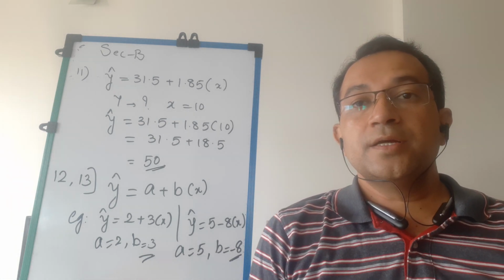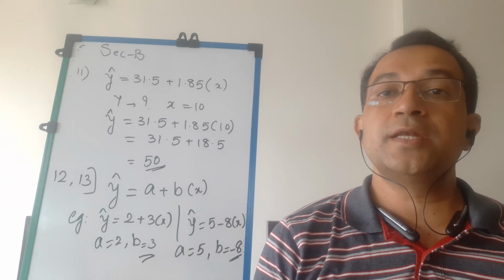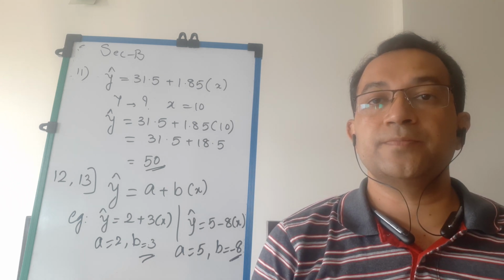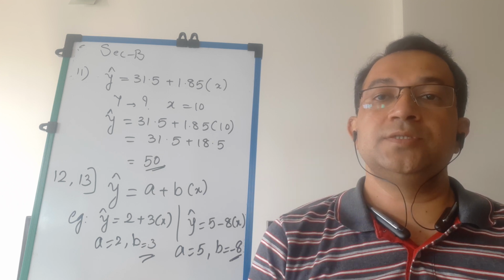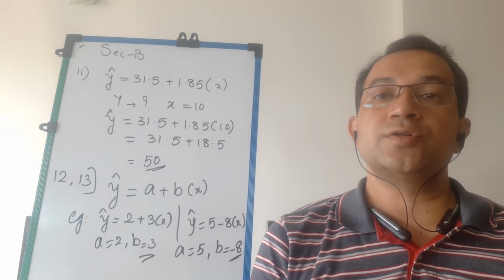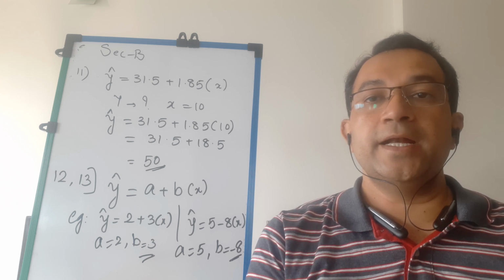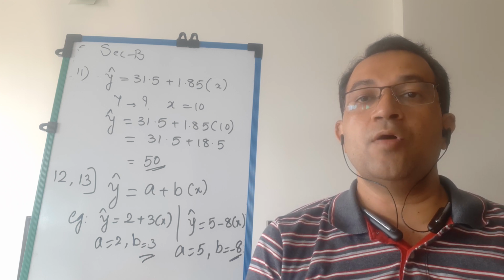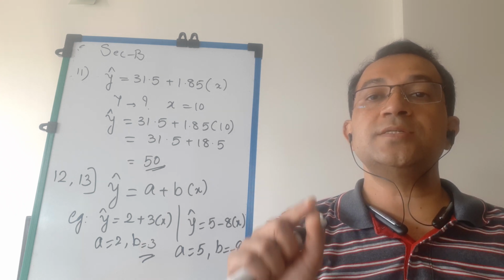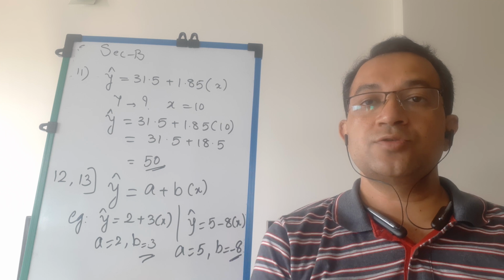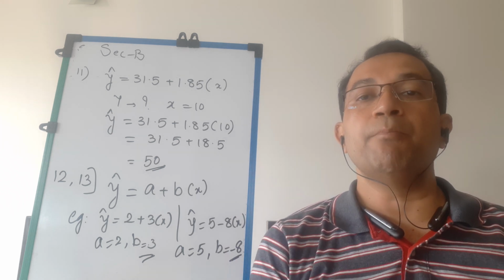So here in a regression line, if your regression coefficient b is positive, then the value of correlation coefficient r will be plus 1. And in a regression line of y on x, if your regression coefficient b is negative, then students, the value of correlation coefficient r will be minus 1.